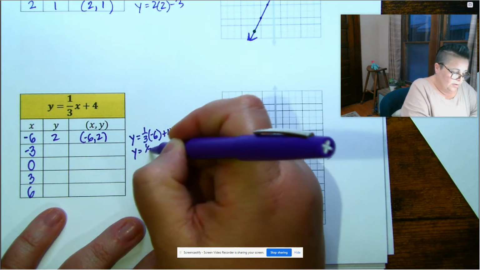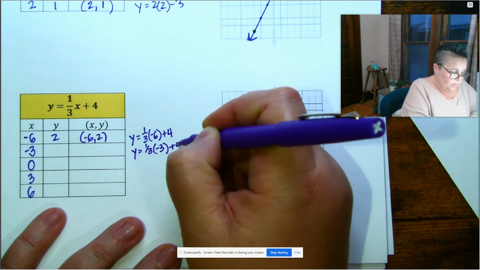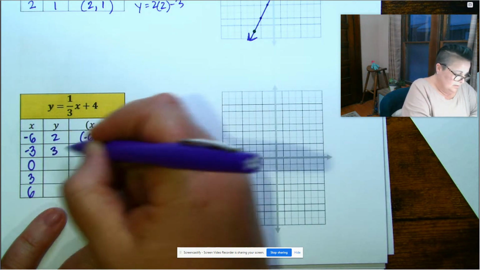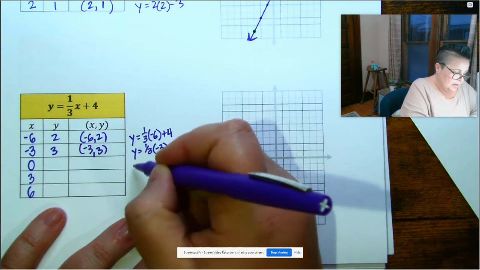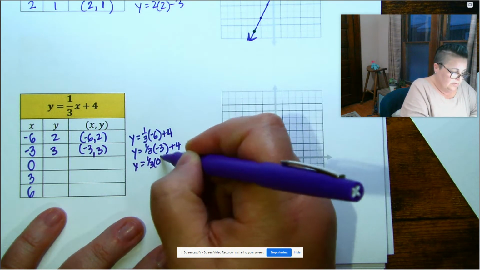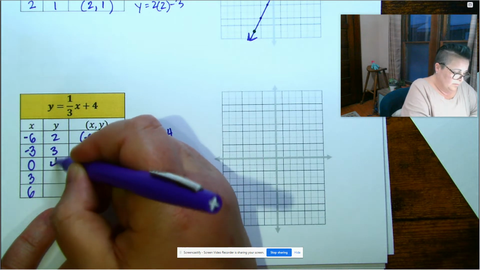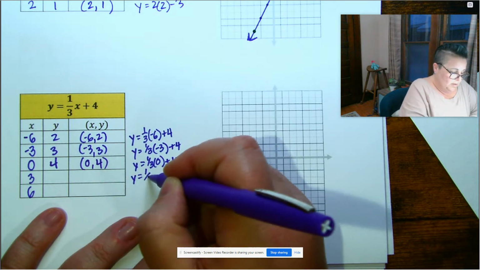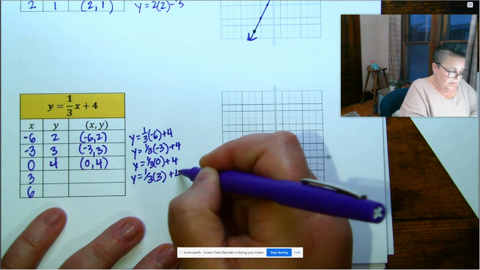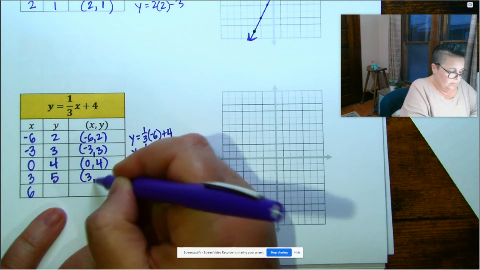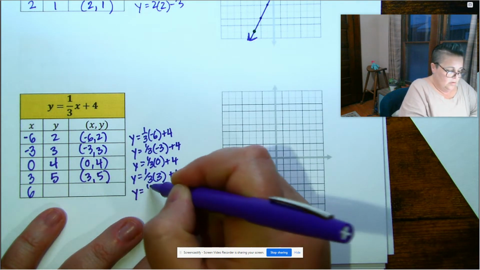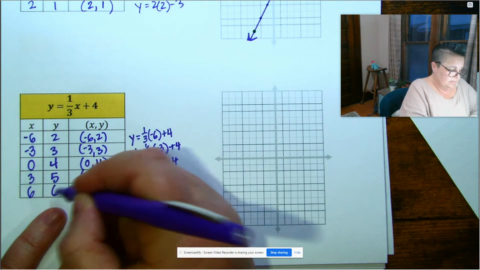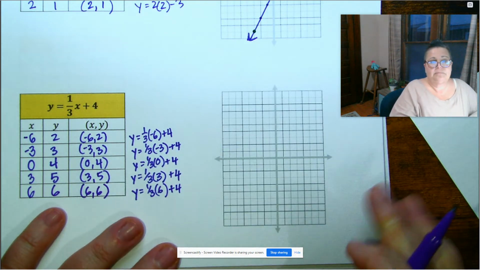Then I have y is 1/3 of a negative 3 plus 4. 1/3 of negative 3 is negative 1 plus 4 is 3. So negative 3, 3. If I put in a 0, 1/3 of 0 is 0 plus 4 is 4. So 0, 4. 1/3 of 3 is 1 plus 4 is 5. 3, 5 is my next point. 1/3 of 6 is 2 plus 4 is 6.